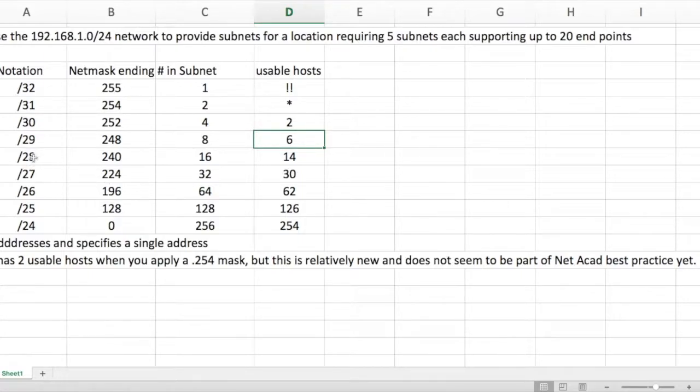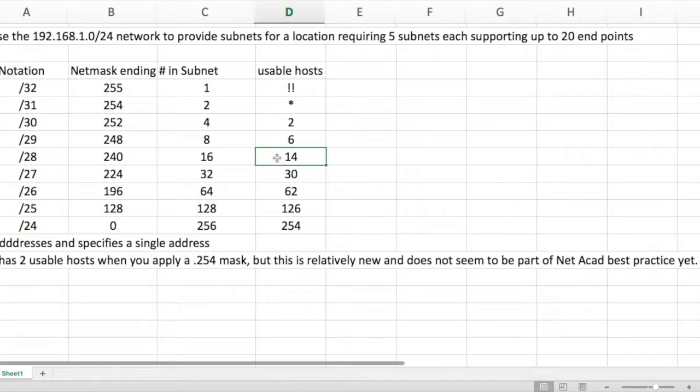And we'll just do one more. /28 gives us a net mask ending in 240. 16 numbers in the subnet as we subtract 240 from 256. And subtracting the network number and the broadcast address, you get 14. So that's pretty straightforward.